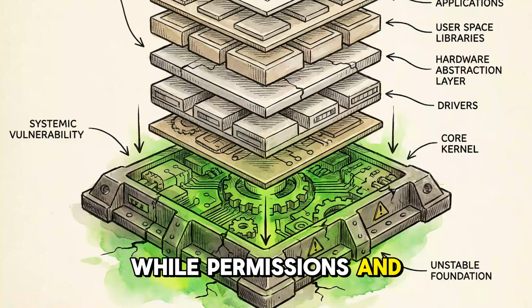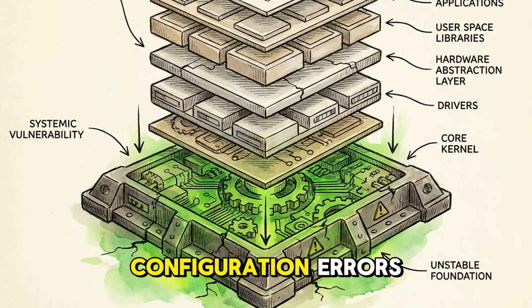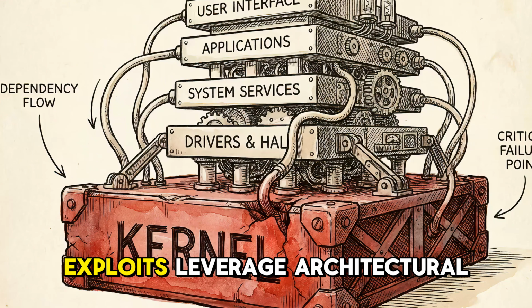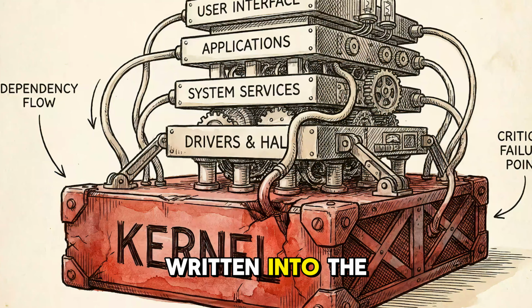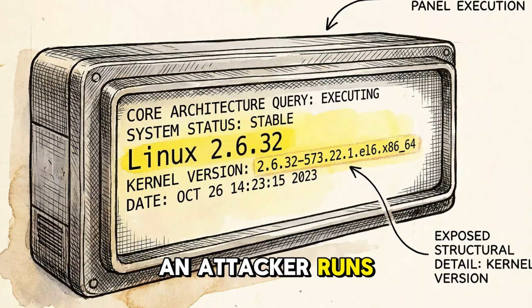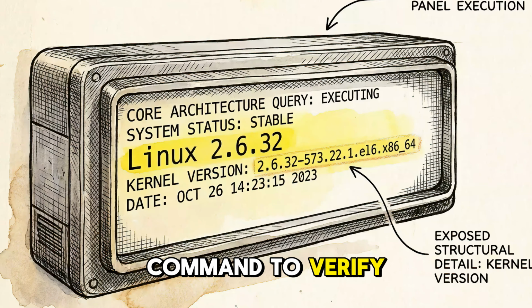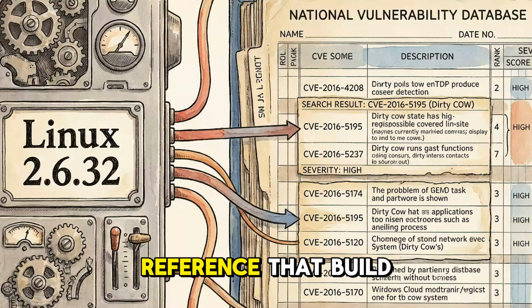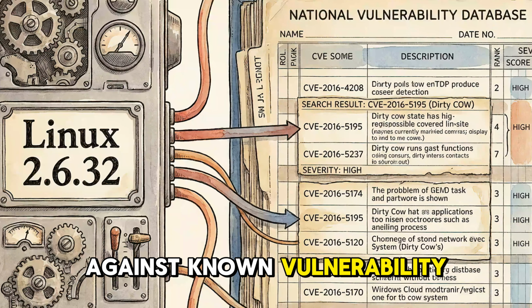While permissions and sudo attacks rely on human configuration errors, the third vector targets the foundation. Kernel exploits leverage architectural flaws written into the core operating system. To execute a kernel attack, an attacker runs the uname -a command to verify the exact core version of the operating system. They then cross-reference that build against known vulnerability databases.